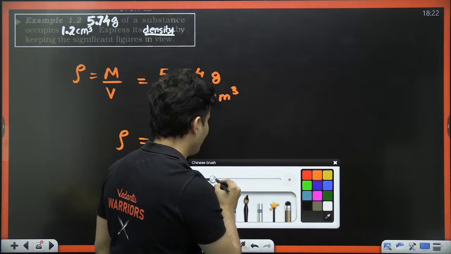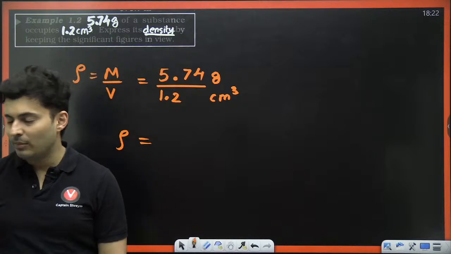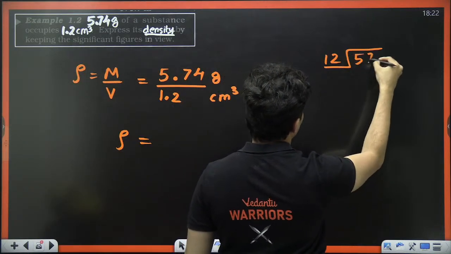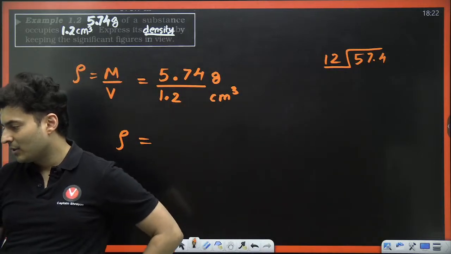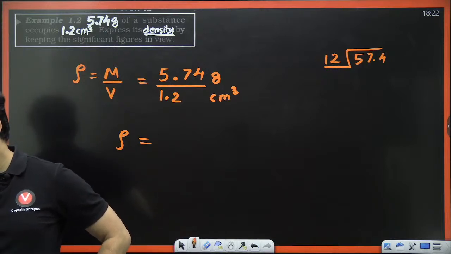Okay. So come on, think and tell me. What is the value of 5.74 divided by 12? Come on, do the division. Shift the decimal and write it as 57.4. Just say how much are you getting this as? Come on, everyone.